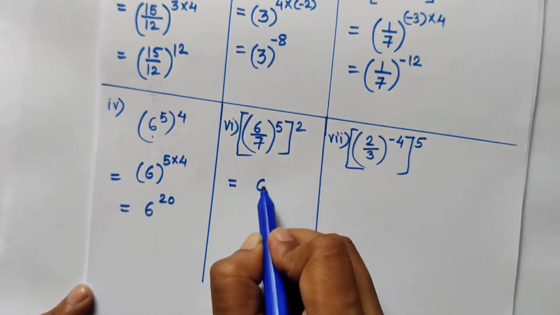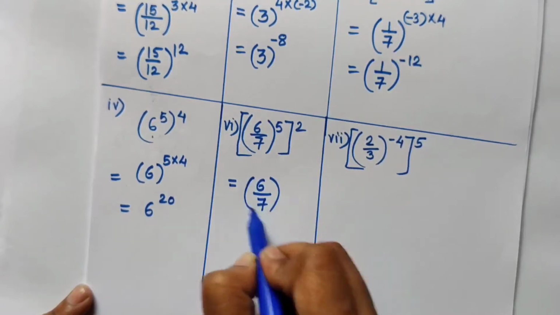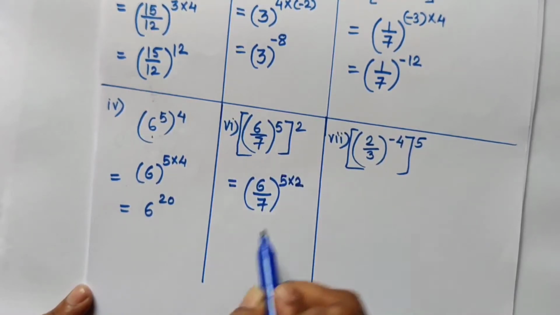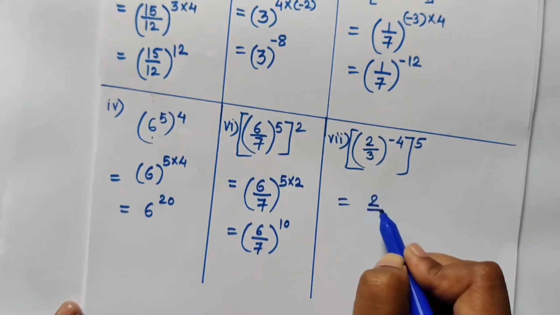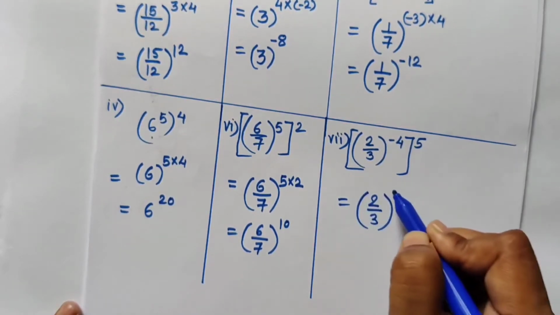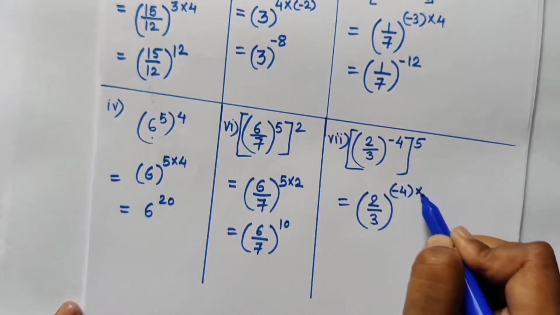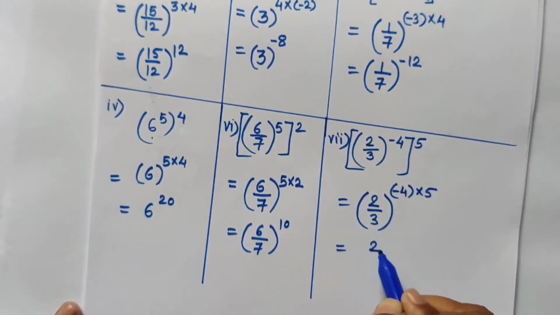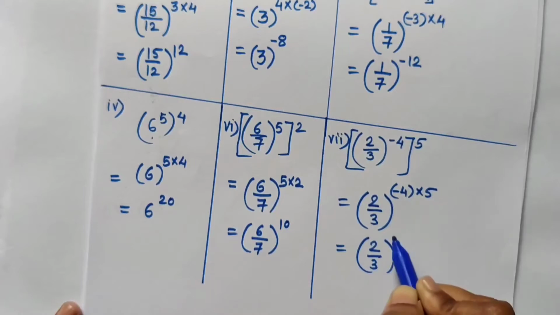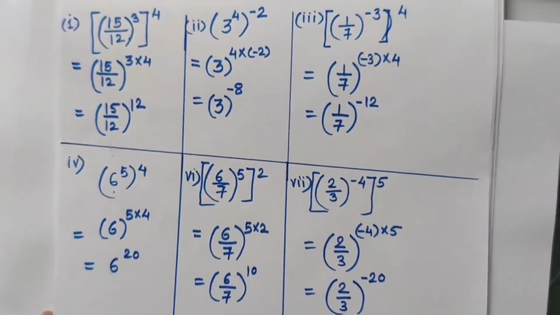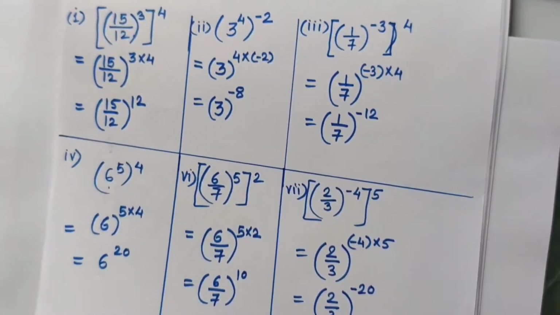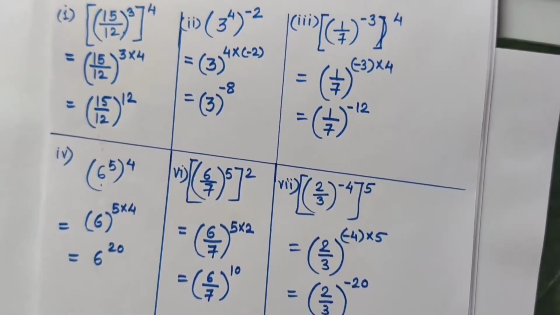Next sum, 6 upon 7 is the base. Two indices are 5 into 2. So 6 upon 7, 5 2s are 10. 6 upon 7 is the base, index is 10. 2 upon 3 is the base. Two indices are minus 4 and 5. So minus 4 multiplied by 5, you will be getting 2 upon 3 raised to minus 20. So in this way you have to solve all the sums from question number 1 of practice set 29. In this way you have to solve the sum.